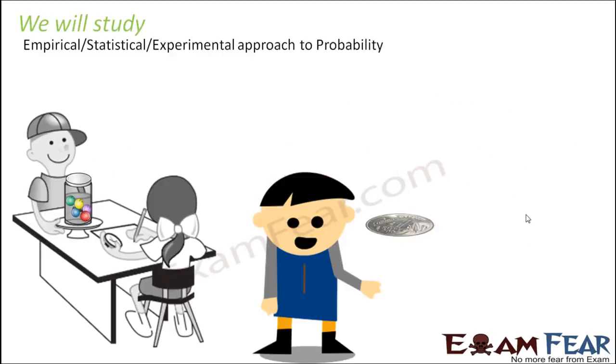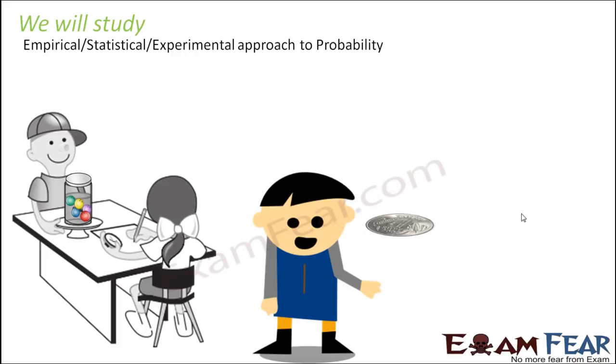In this chapter, we'll study the empirical or statistical or experimental approach to probability. All these three words mean the same. When I say experimental approach, in this case we actually perform experiments, and based on the experimental data, we find the probability.